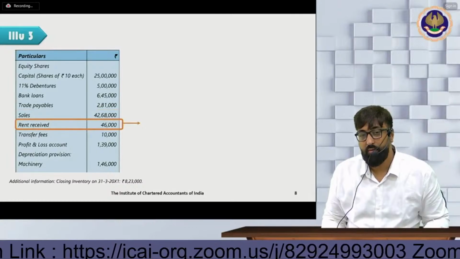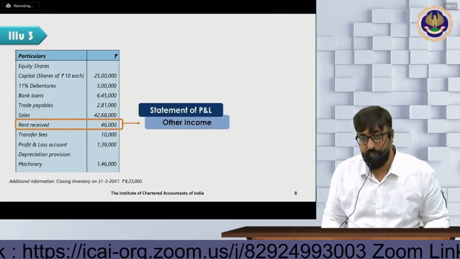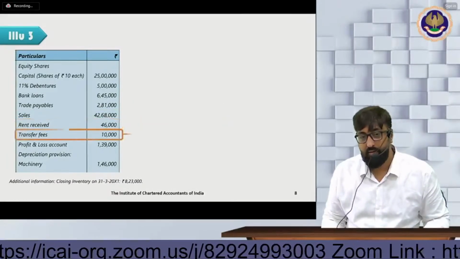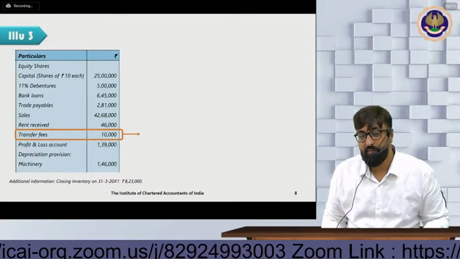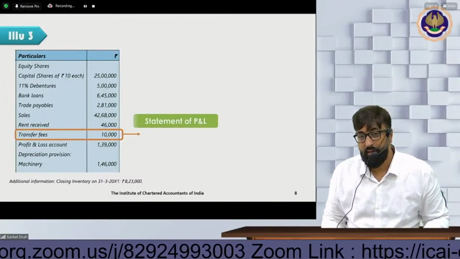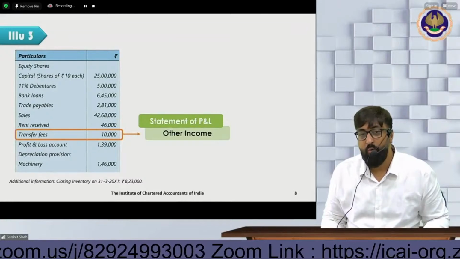It will be other revenue. Other income. And transfer fees, other revenue, same. Other income. Profit and loss account.